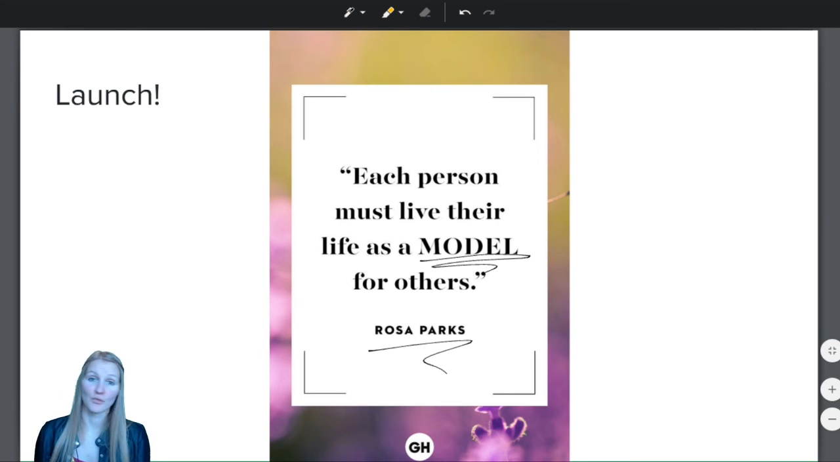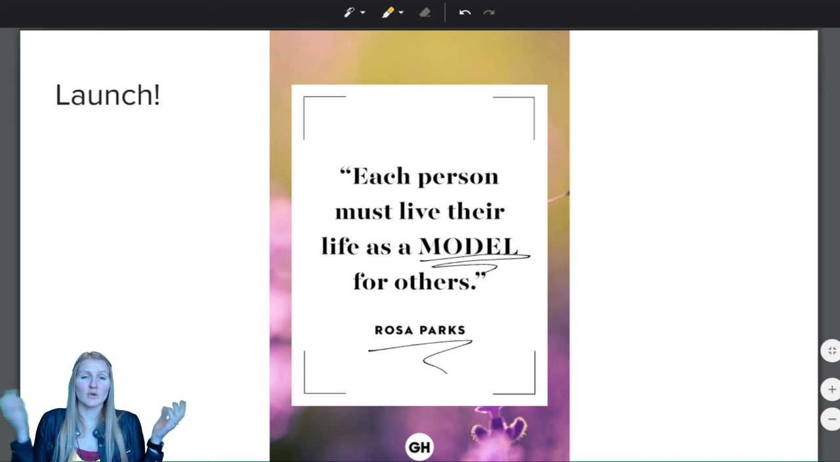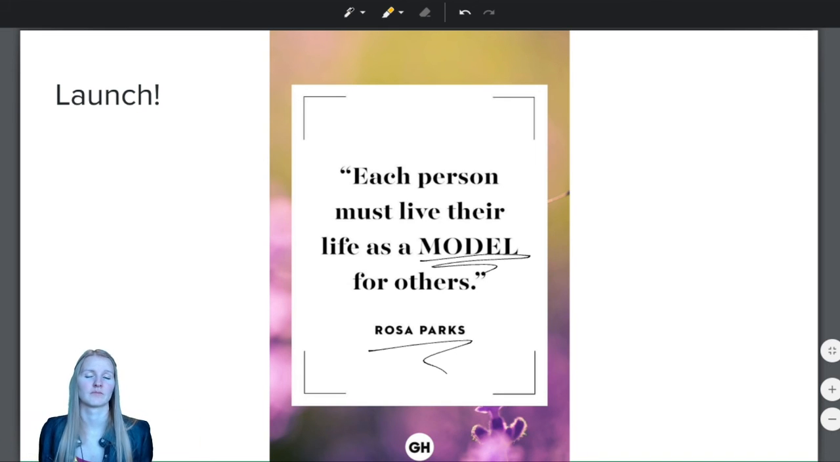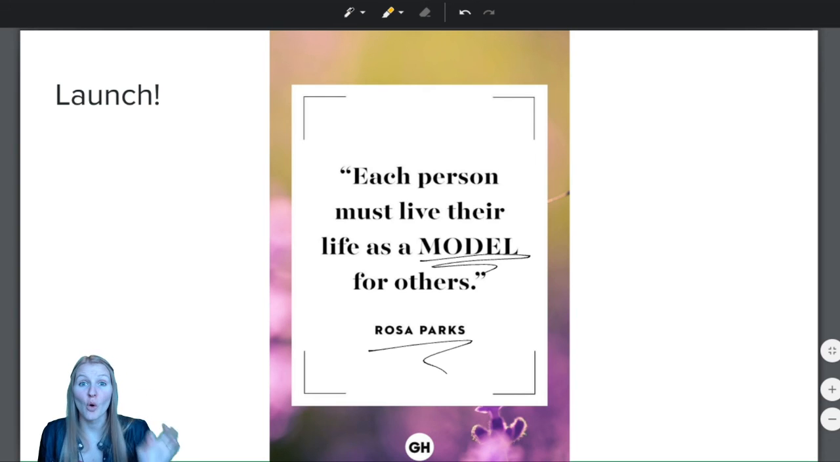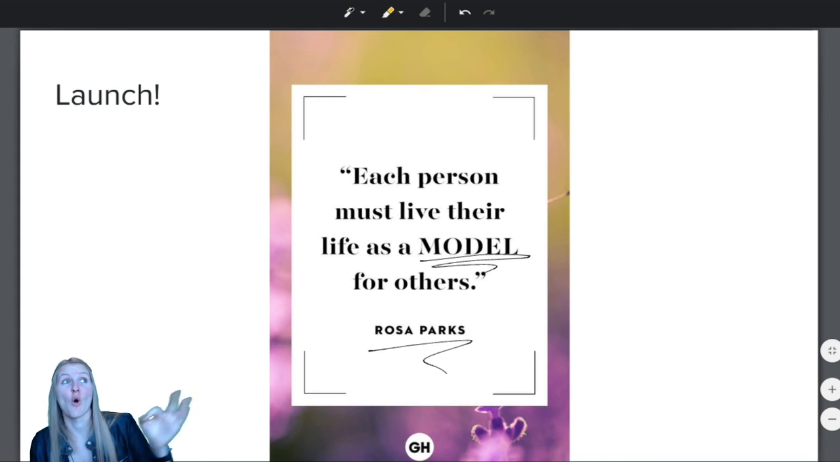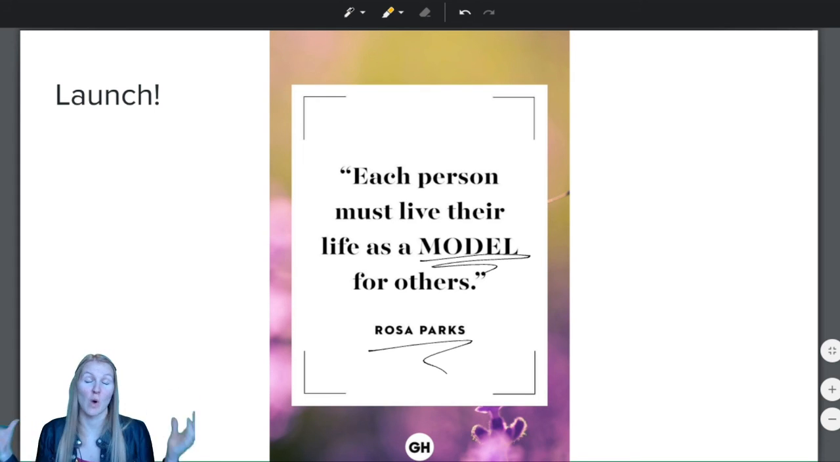Do you have a role model? Do you know what a role model is? A role model is someone that you want to be like when you grow up. And not just like, so when I was in 6th grade, my role model was Taylor Swift. When I was in 4th grade, my role model was Hannah Montana because I wanted to be a singer like them.